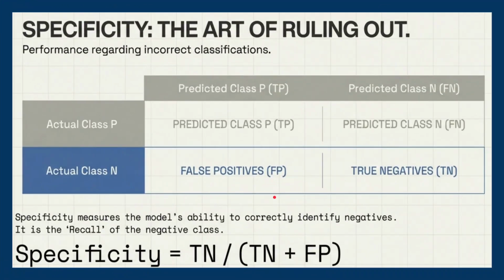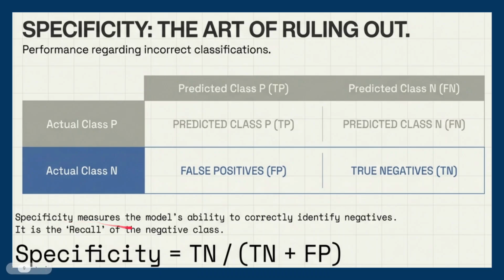And then next is specificity. Specificity is performance regarding incorrect classifications. So here we have seen the same thing about the confusion matrix. The actual class is P and the predicted class is P, so true positive. The actual class is P, but it is predicted as negative, so it is false negative. Okay. And the actual class is N, negative, but it is predicted as positive, which means false positive, and the other case is true negative.